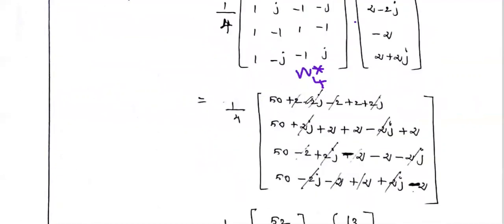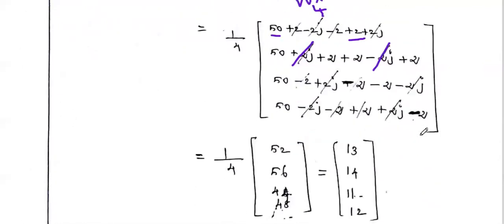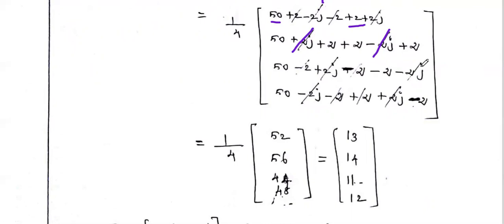So if you are multiplying, here minus 2j and plus 2j cancel, plus 2 and minus 2 cancel. So the remaining 2 elements are 50 and 2. So 50 plus 2, 52. Similarly in the second one, plus 2j and minus 2j cancel, and the remaining values are all plus. So 50 plus 2, 52, 54, 56. Then in the third row, the minus 2j and plus 2j cancel. The remaining, you see these are all minus, this is plus. So 50 minus 2 minus 2 minus 2, the answer is 44. Similarly, in the last row, we get the answer 48.